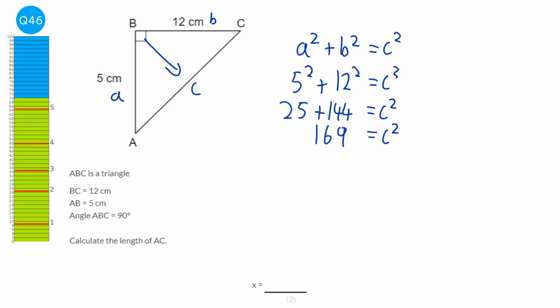And then we're solving to find out what c is, and we're just going to square root both sides. So the square root of 169 is 13, so c is 13.